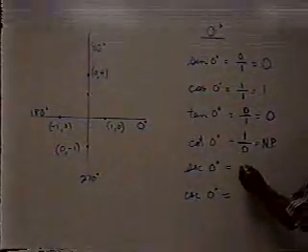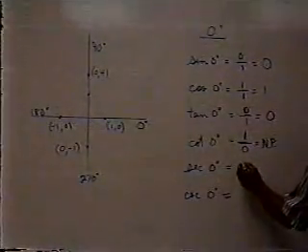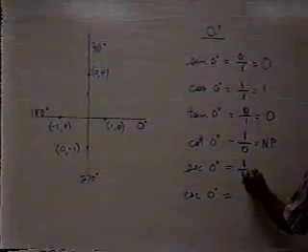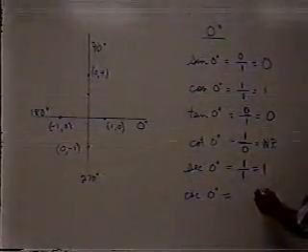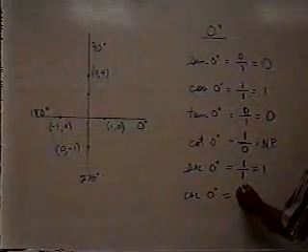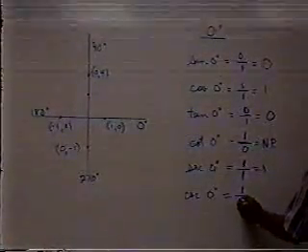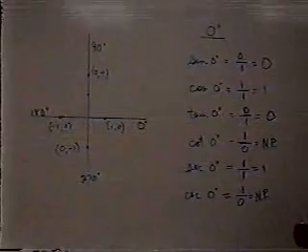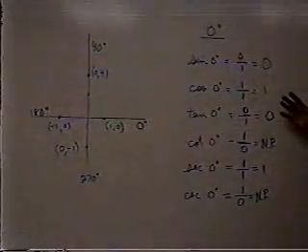All right, secant. Secant is r, which is 1, over x, which is 1, and so the secant's 1. Cosecant is r, which is 1, over y, which is 0. Oh, we have another not possible. All right, let's back off and look at all 6 of those.